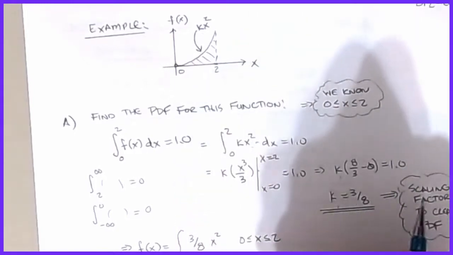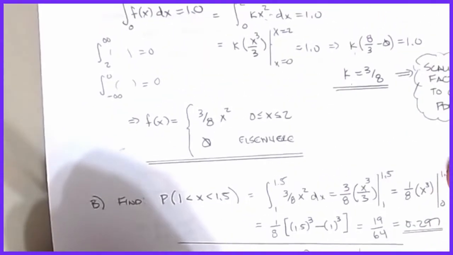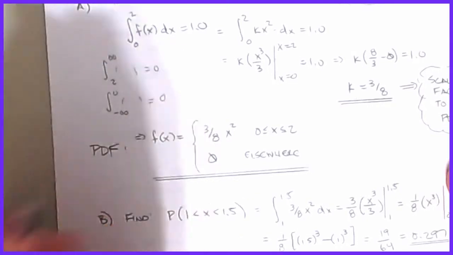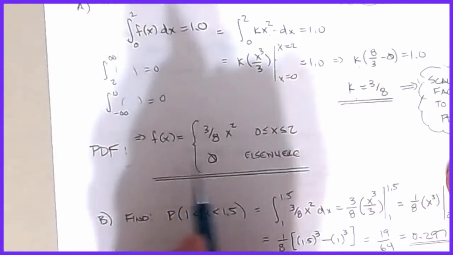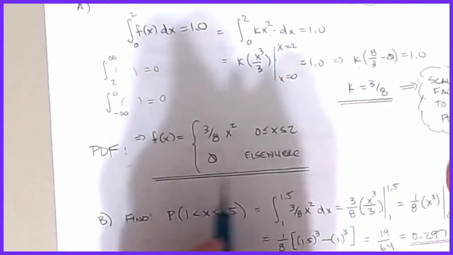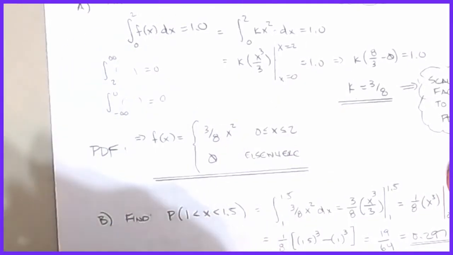Okay, so this is basically the scaling factor to create our PDF. So our PDF is defined as follows. The function f of x is going to be 3/8 x squared on the interval of 0 less than or equal to x, less than or equal to 2, and 0 elsewhere. Okay, so that's the way that we define these continuous random variables.